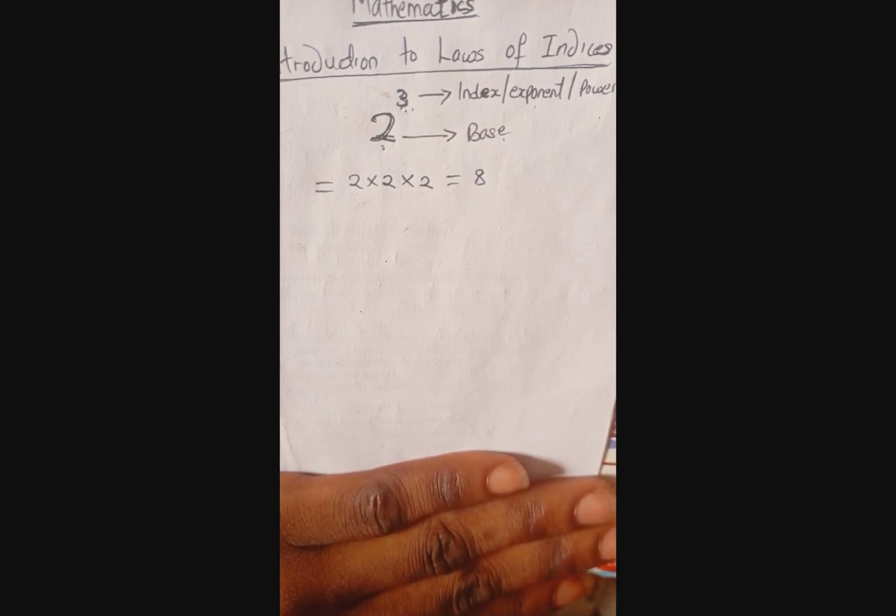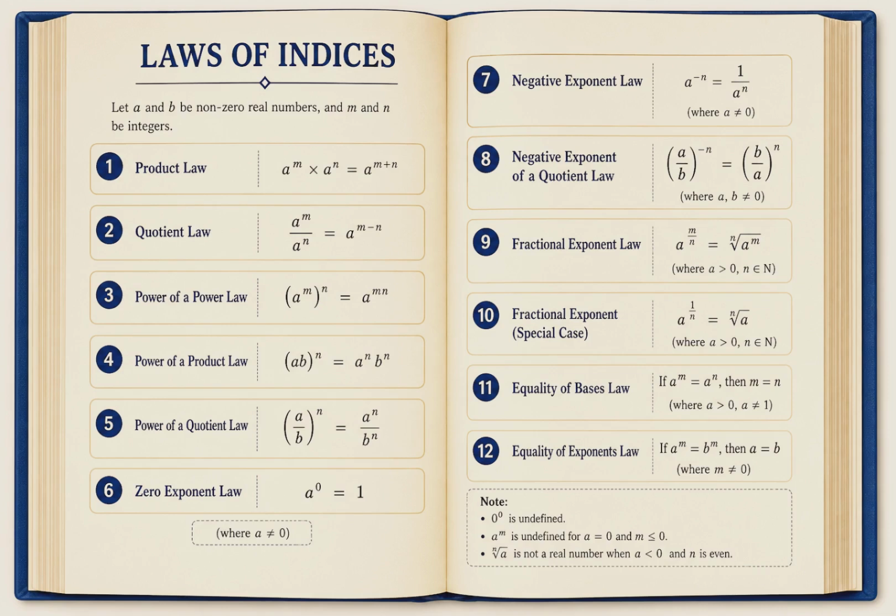Now let's take a look at the laws of indices. Let's take a look at the 9 to 10 laws of indices before we take one example. Now these are the laws of indices. We assume we have a and b to be non-zero real numbers and m and n to be integers. Now the first law is the product law.